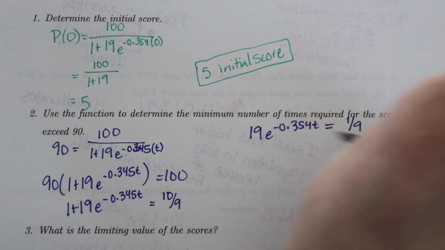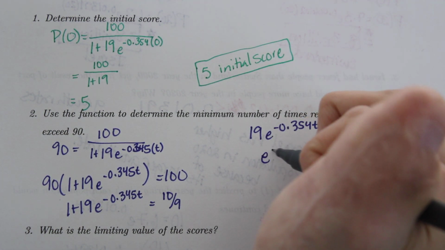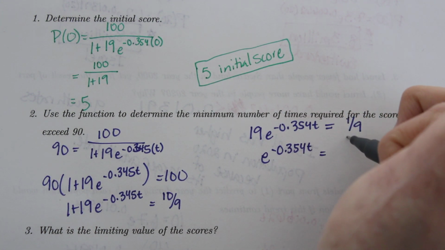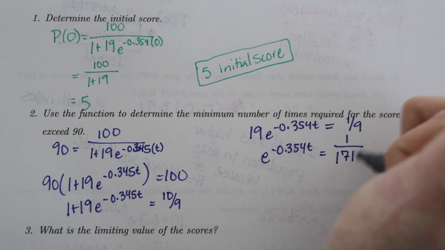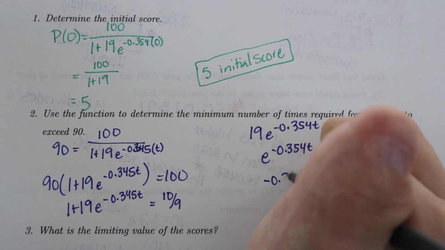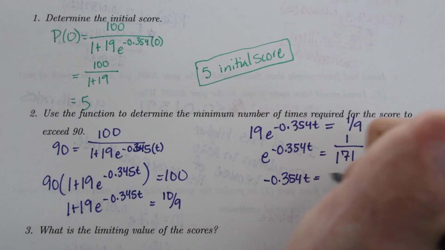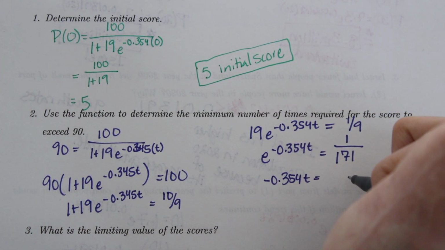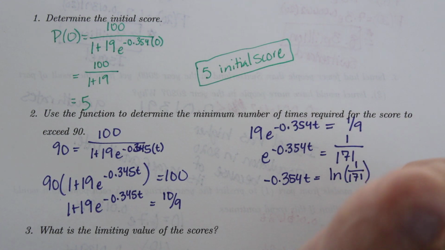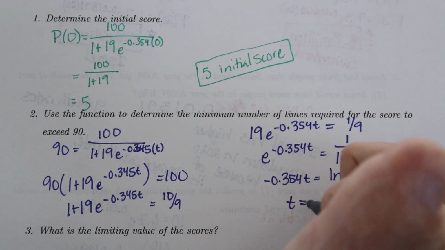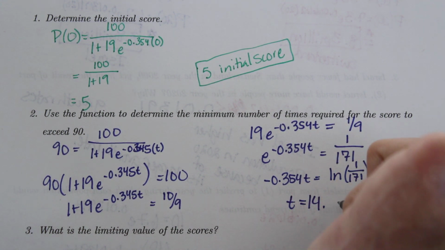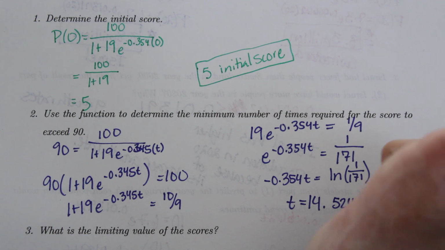Next, we're going to divide both sides by 19. We get e to the negative 0.354 t is equal to 1 divided by 171. So we have the negative 0.354 t is equal to the ln of 1 over 171. So our t value after dividing and using our calculator is equal to 14.5244.